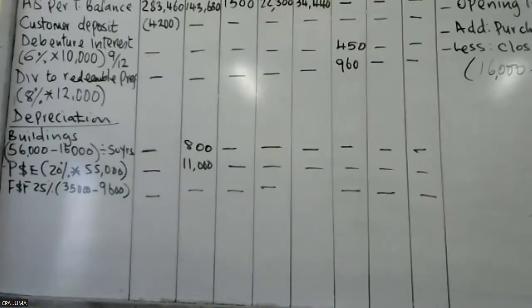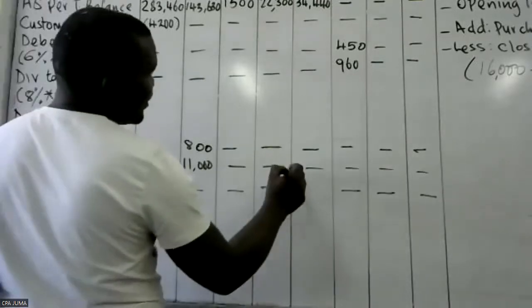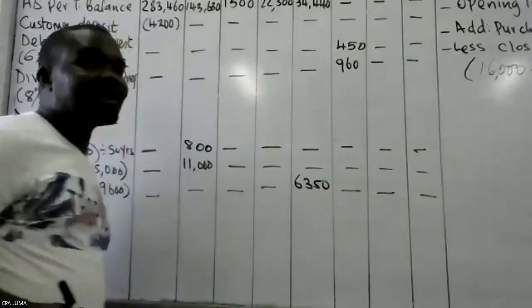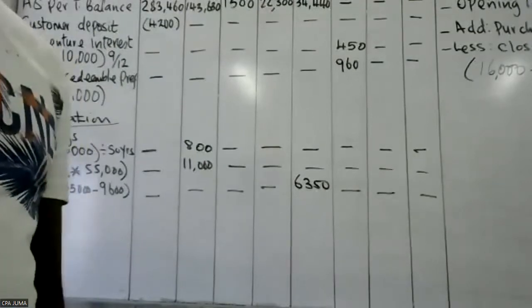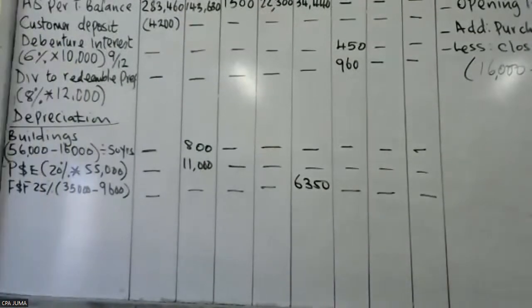Get for me that figure. 63. 63. What did you go and give me? 6350. Next.